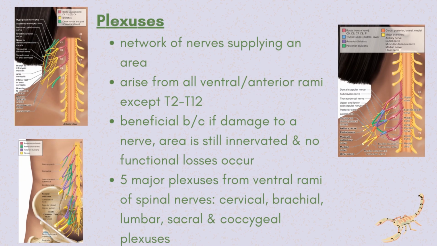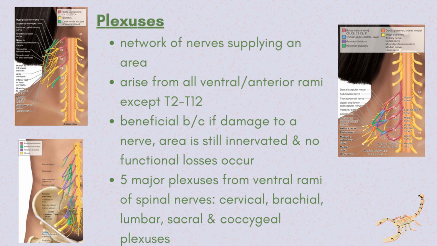Plexuses are a network of nerves supplying an area. Plexuses arise from all ventral rami except for T2 through T12. They are beneficial because if a nerve is damaged, the area is still innervated and no functional losses will occur.